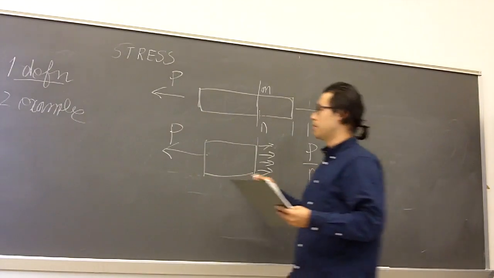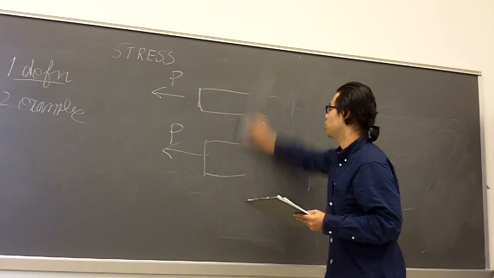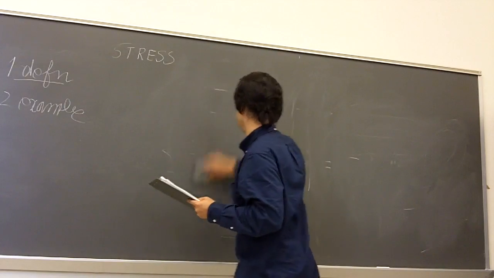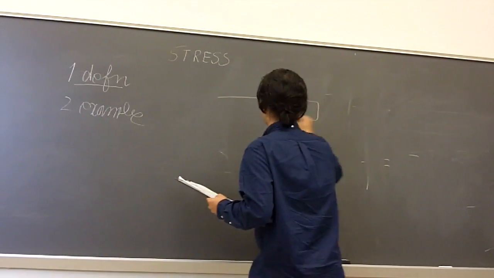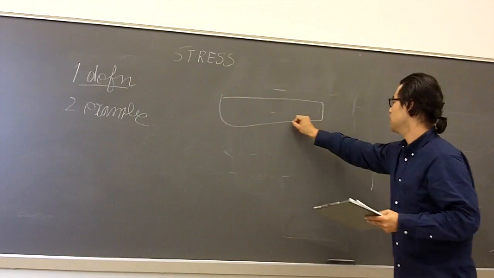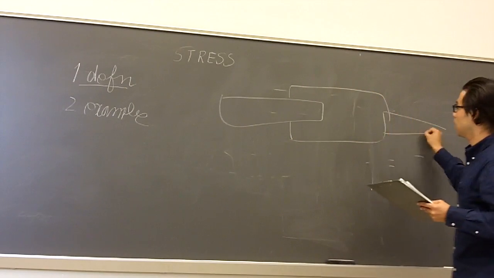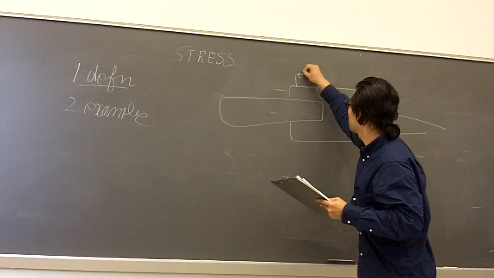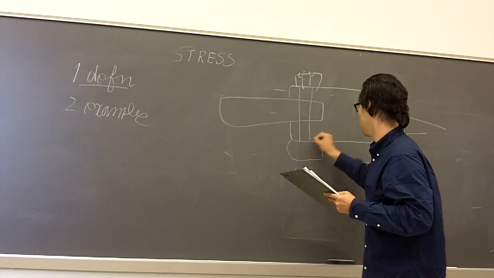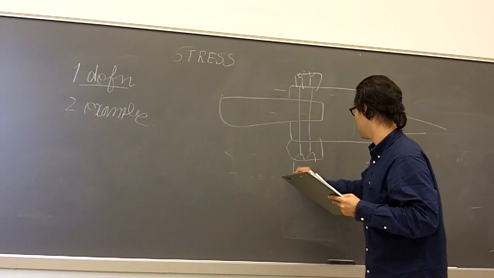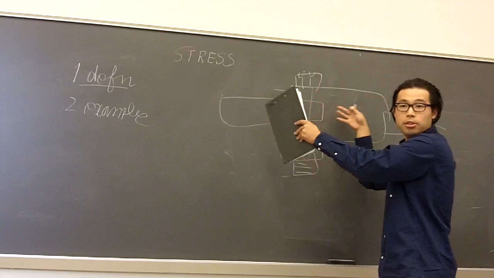And there's another type of stress. We call it shear stress. Let's assume that a plate is fixed by a bolt. This is a bolt fixing the two elements.